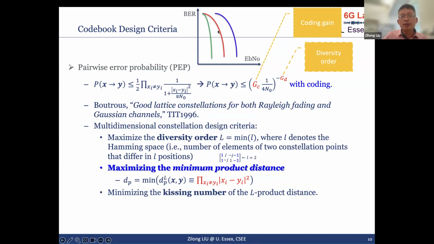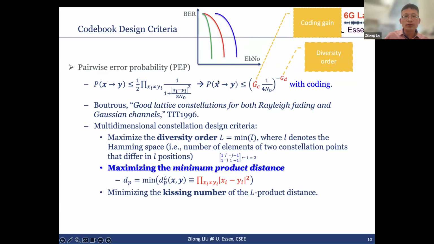So basically, looking at this BER curve, okay? A larger diversity order means a sharper BER curve here. We can see this green curve will enjoy a larger diversity order, because we are going to have a much better BER with an increase of Eb/N0. Later on we will come back to this diversity order, okay?